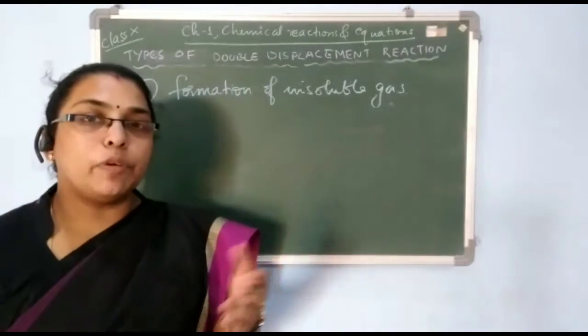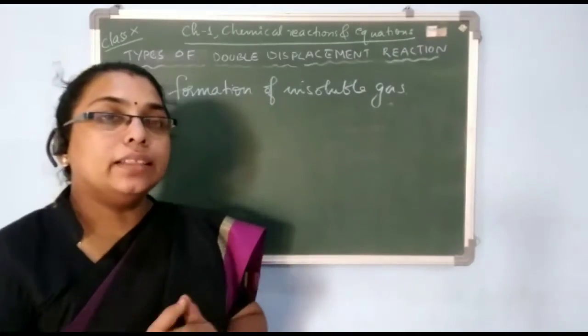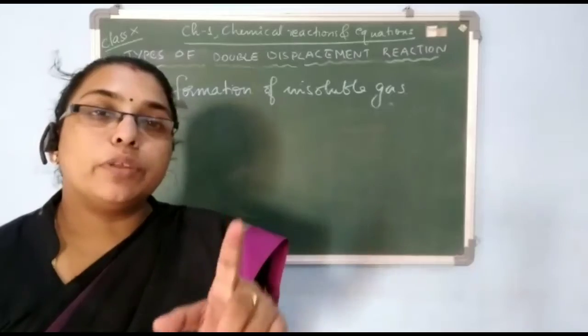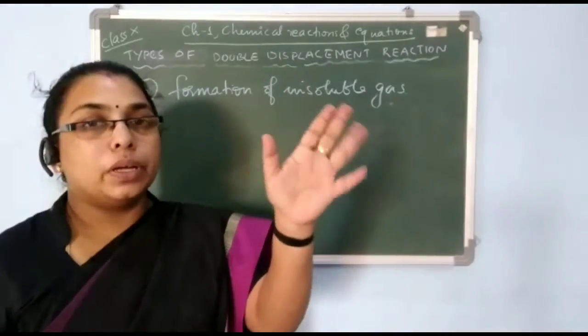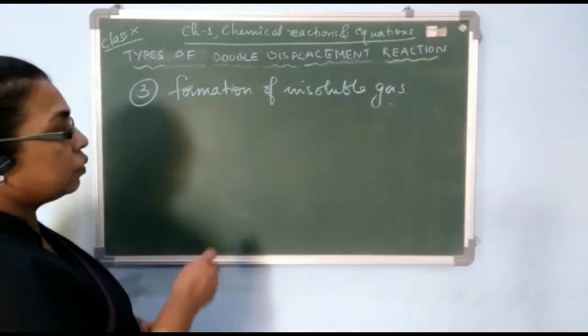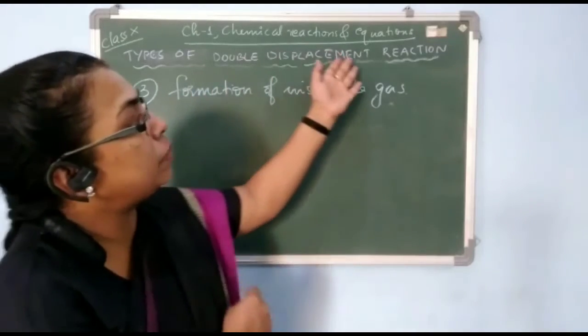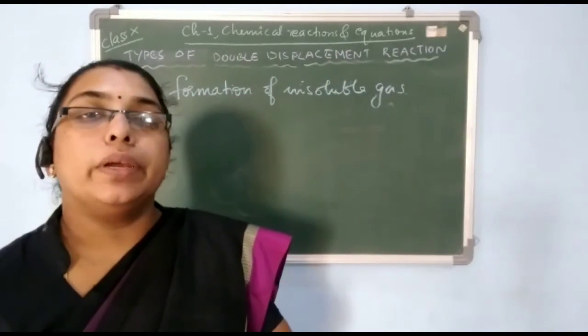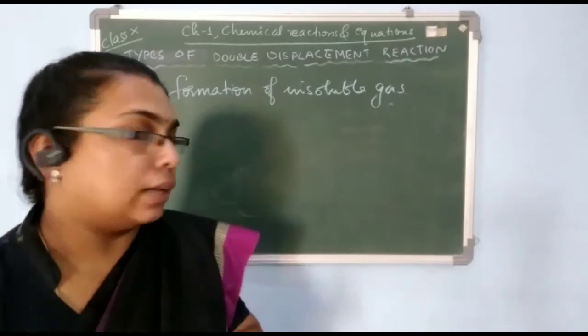Now, the last type of double displacement reaction, that is the formation of gas. In this, one of the products will be in the gaseous form. This is the type of double displacement reaction in which one of the products will be a gas.